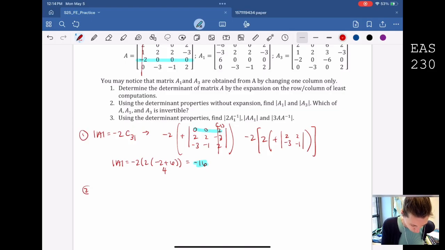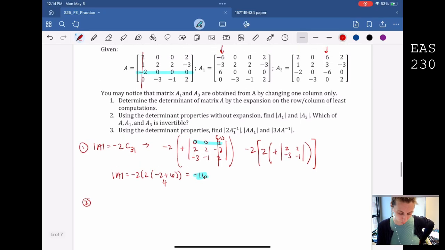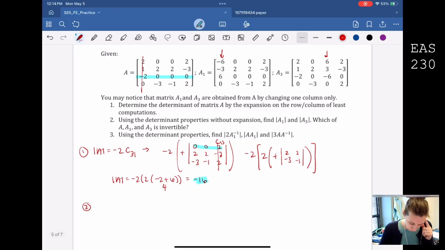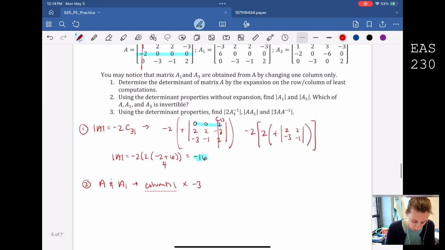Question 2. Using the determinant properties without expansion, find the determinant of A1 and the determinant of A3. Which of these matrices are invertible? Okay, notice the difference between A and A1 is column 1 is multiplied by negative 3. So if my column is multiplied by negative 3, then my determinant is also multiplied by negative 3. So that would be 42. Determinant of A is 42, A1 is 42.